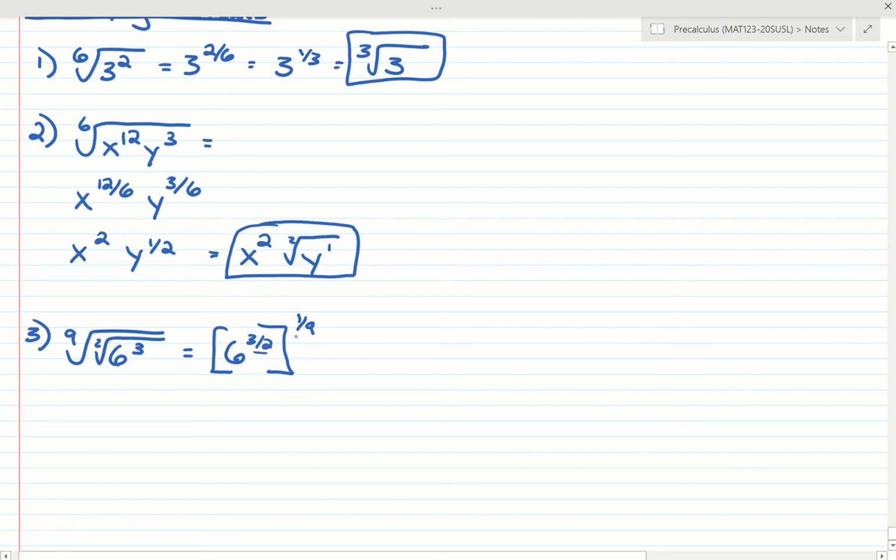When you have a power to a power, you multiply those. So 3/2 times 1/9, well, 3 goes into 9 3 times, so this would be 6 to the 1/6 power. I just multiplied 3/2 times 1/9, power to a power. The answer would be the 6th root of 6 to the first.